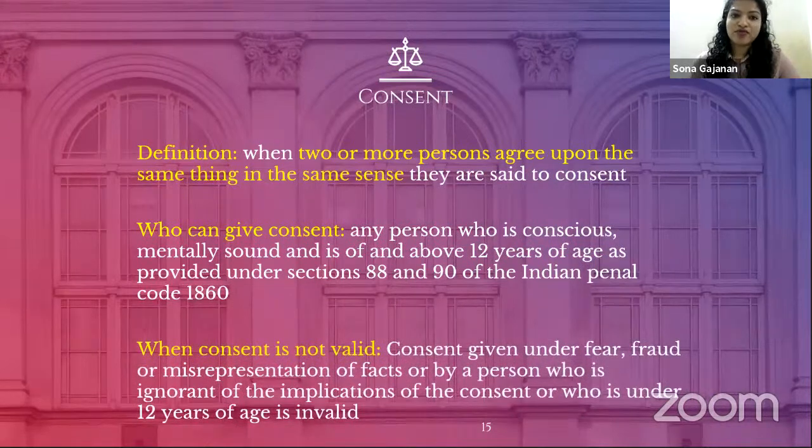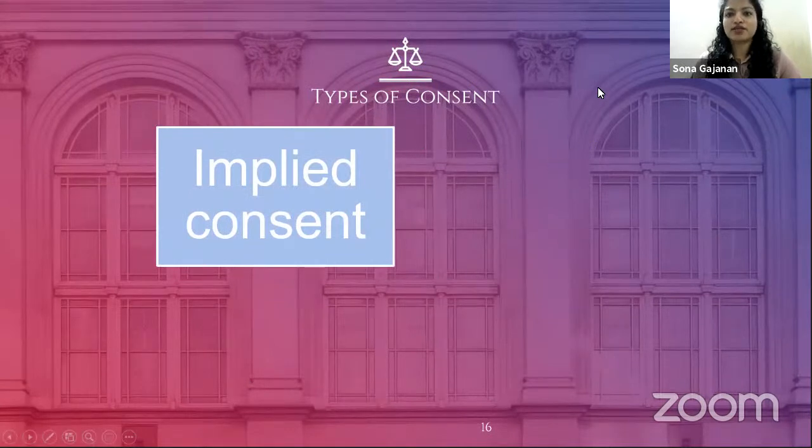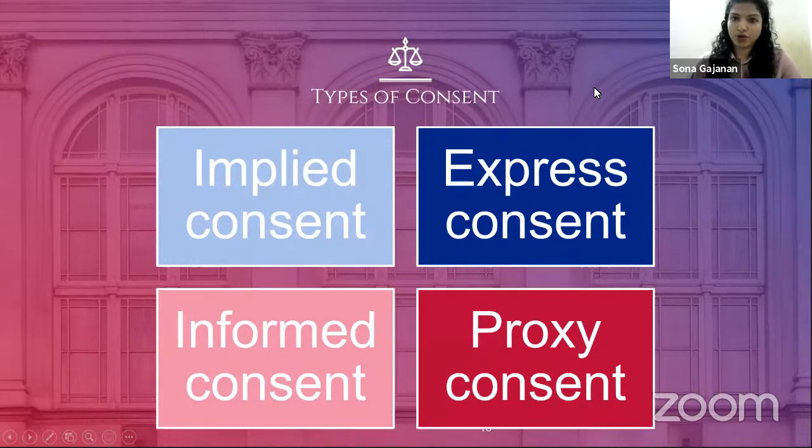Now coming to when the consent is not valid. The consent is not valid when it is given under fear, fraud or misrepresentation of facts, or by a person who is ignorant of the implications of the consent, or who is under the age of 12 years. Now coming to types of consent. There are 4 types of consent: implied, express, informed, and proxy.